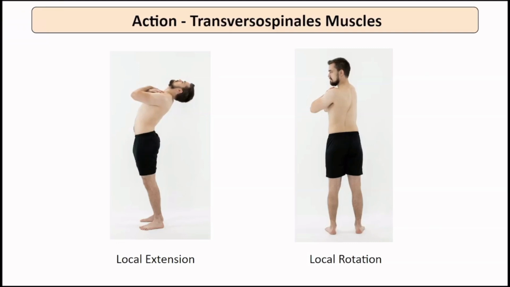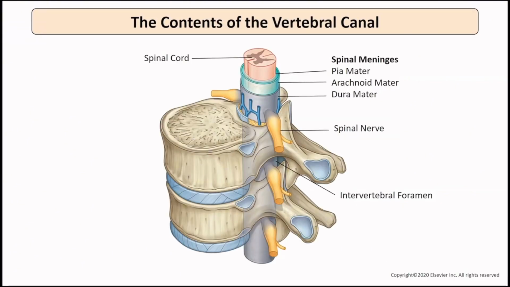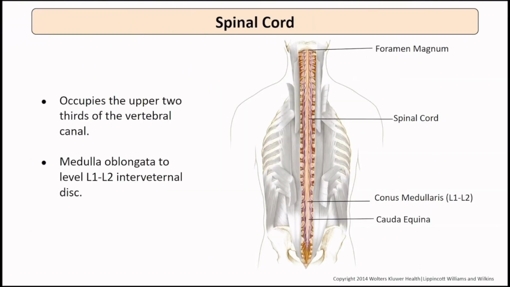Finally, let's look at the contents of the vertebral canal. The vertebral canal contains the spinal cord, the spinal nerve rootlets, the spinal nerve roots, the spinal nerves, the meninges, and the cerebrospinal fluid. The spinal cord is the main pathway between the brain and the peripheral nervous system and occupies the upper 2/3 of the vertebral column. The spinal cord runs from the base of the skull to terminate at the conus medullaris about the level of L1 or L2.